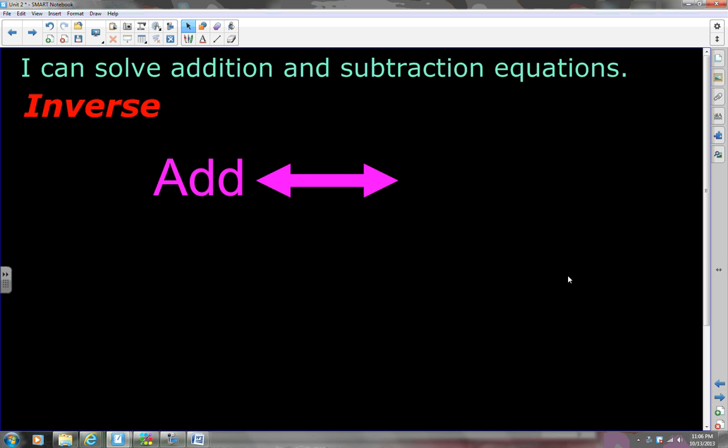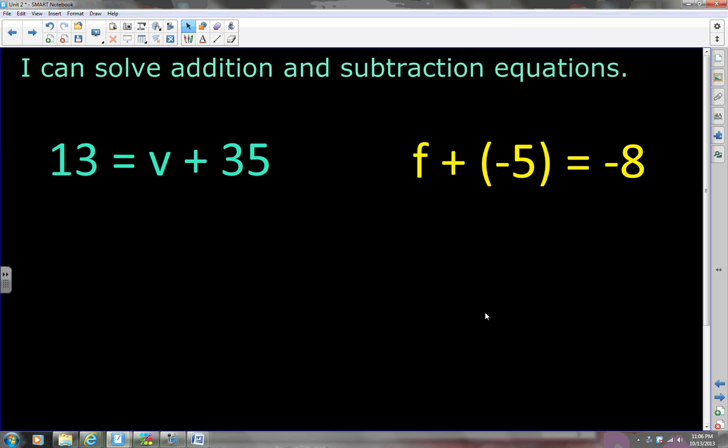Alright, so now as we talk about addition and subtraction equations, the inverse of adding is subtracting, and the inverse of subtracting is adding. Let's take a look as we solve some problems how we're going to use the concept of inverse.